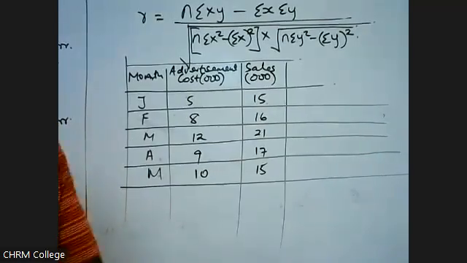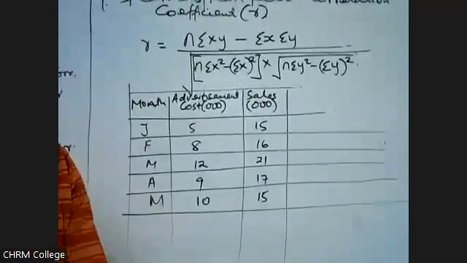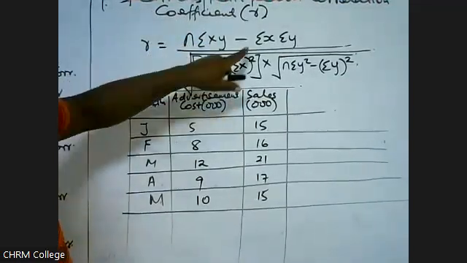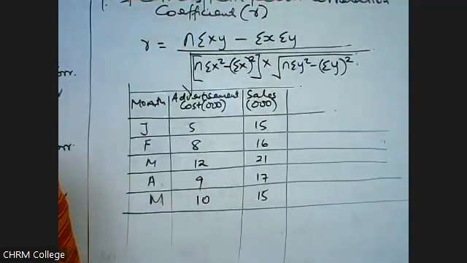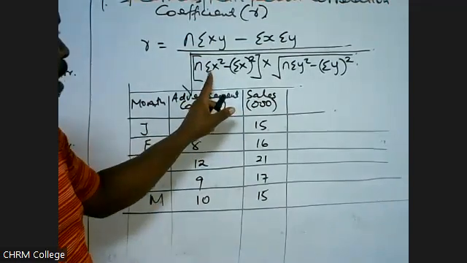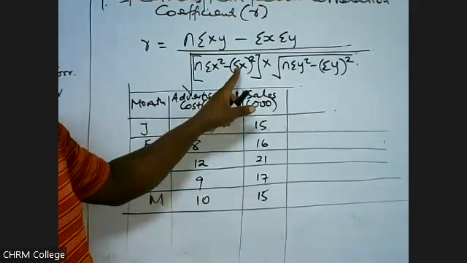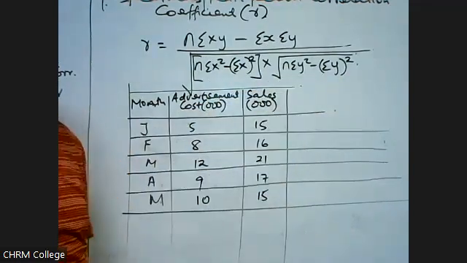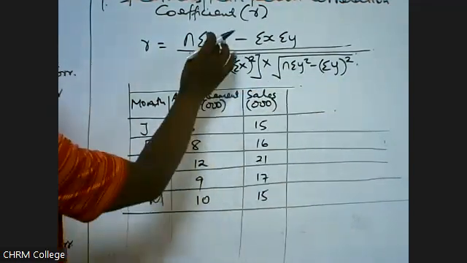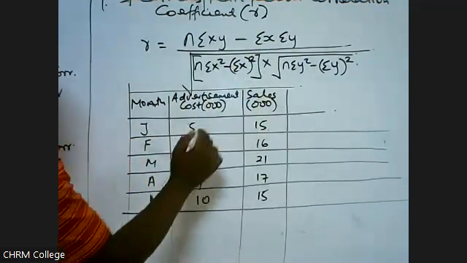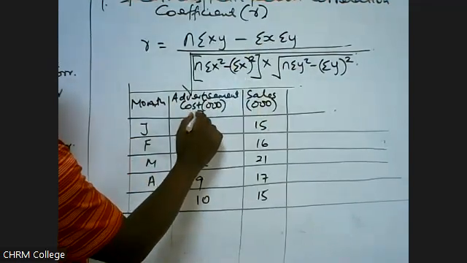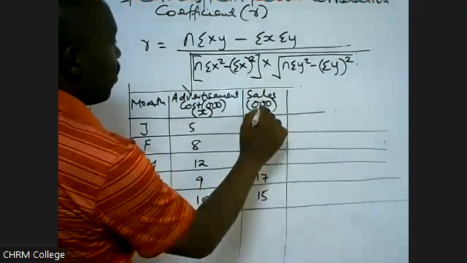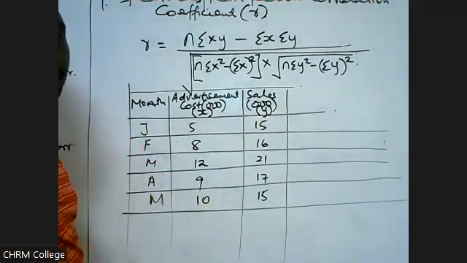Calculate the Pearson correlation coefficient. So the moment you are able to understand this formula, n summation of xy minus summation of x times summation of y, divided by the square root of n summation of x squared minus summation of x squared, times n summation of y squared minus summation of y squared, you need to come and prepare the relevant table. Remember, the advertisement cost will be the driver. It is x. The sales is the dependent, the y.